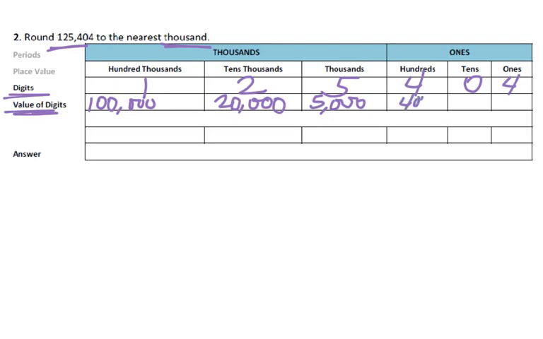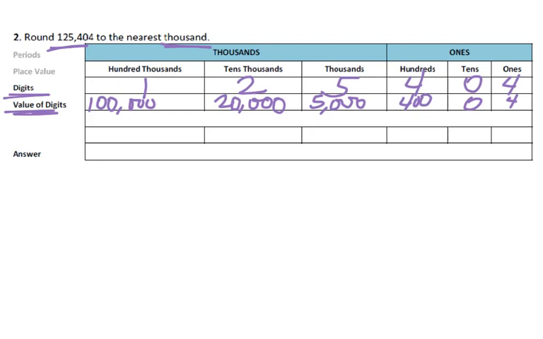A 4 in the 100th place is worth 400. 0 in the 10th place is still 0. And a 4 in the 1's place, that's easy. It's just 4. Okay?